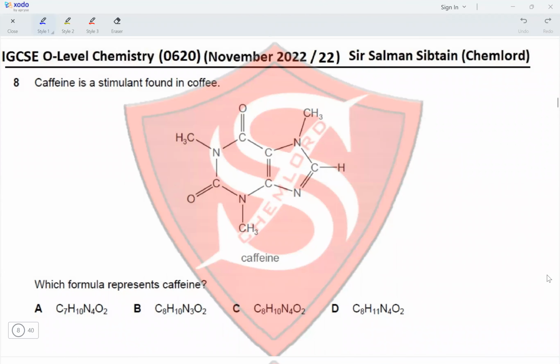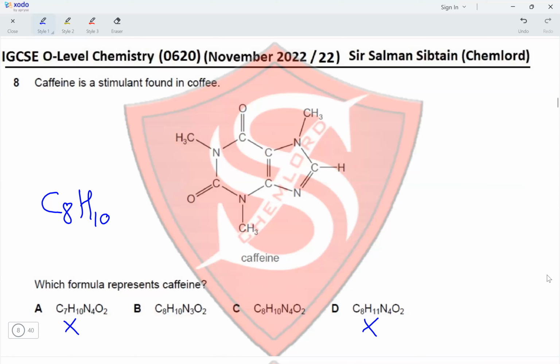Question 8. Caffeine is a stimulant found in coffee. Which formula represents caffeine? So let's count: one carbon, 2, 3, 4, 5, 6, 7, 8. We've got C8, which eliminates option A. Then we've got hydrogen. So 3, 6, 9, and 1, 10. We've got 10 hydrogen atoms. This eliminates option D.